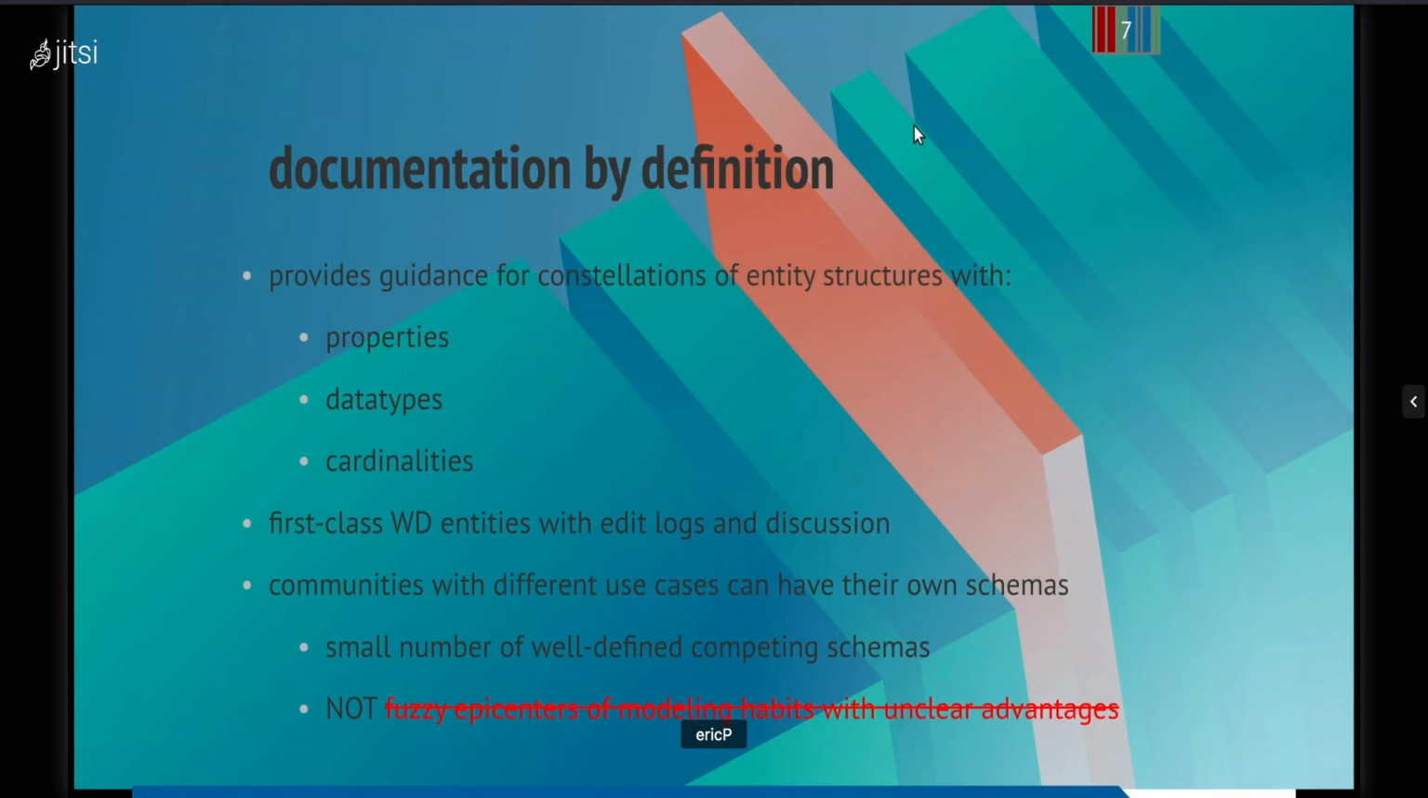So of course, my advocacy is for documentation by definition. And so ShEx expressions provide guidance for constellations of entity structures, meaning I've got a whole bunch of different structures I've got to be putting in because I'm modeling something complex. Maybe, like GeneWiki does with Andra, or like CAT does with file formats and stuff like that.